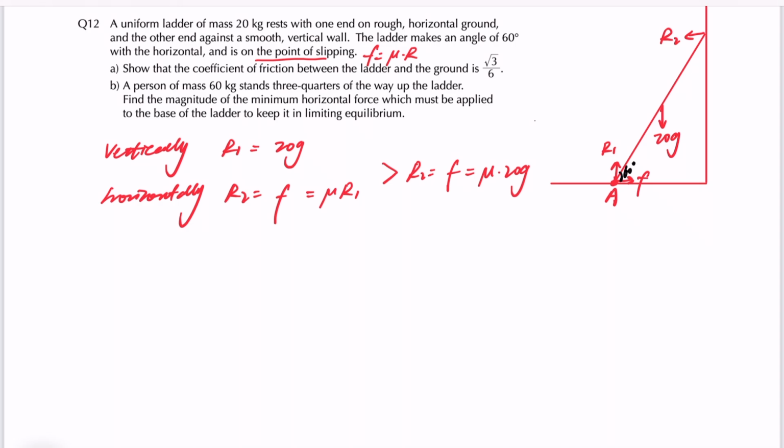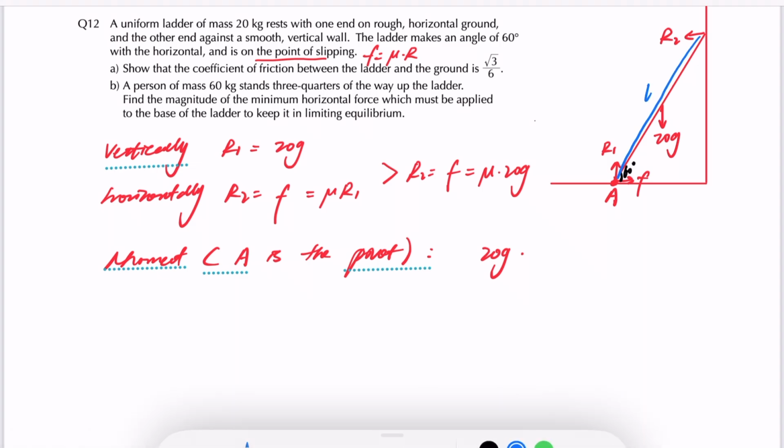So if A is the pivot, we've got two moments that we need to take into consideration. One is the moment for the 20g, the other one is the moment for the R2. Let's do it together. In this case, the clockwise moment would be 20g times the perpendicular distance. I don't think we know the total length of the ladder, so let's just assume the total length is L. I'll show you what I meant. This is L. So this part is half L. That part is another half L.